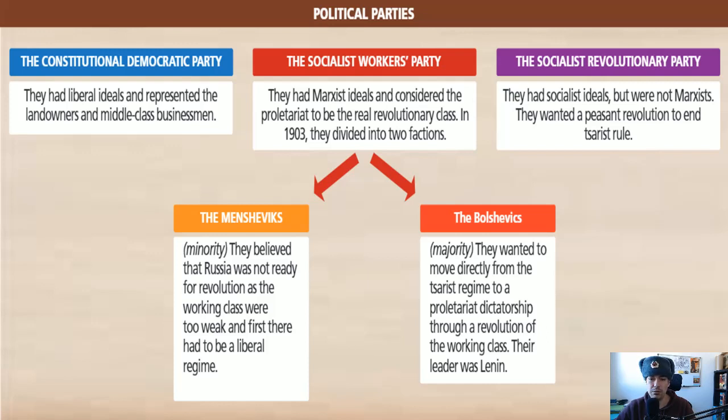The most important ones were the Constitutional Democratic Party, Los Cadetes, which was a liberal party; the Socialist Revolutionary Party, which were non-Marxist socialists, los eseristas, SR, Kerensky was part of this party; and the Socialist Workers' Party, which was divided between the Mensheviks and the Bolsheviks. The Mensheviks were the minority, and the Bolsheviks, whose faction Lenin was the leader of, were the ones who controlled this party and the main protagonist of the revolutions.